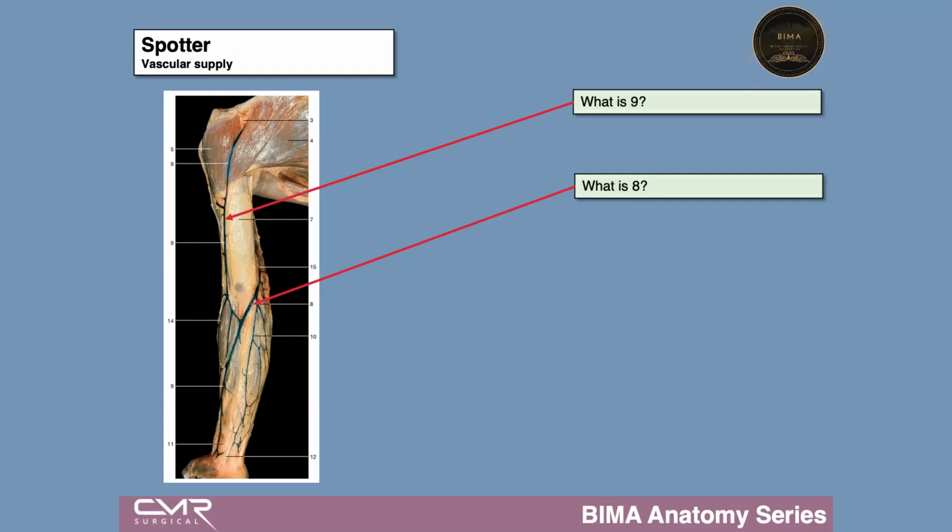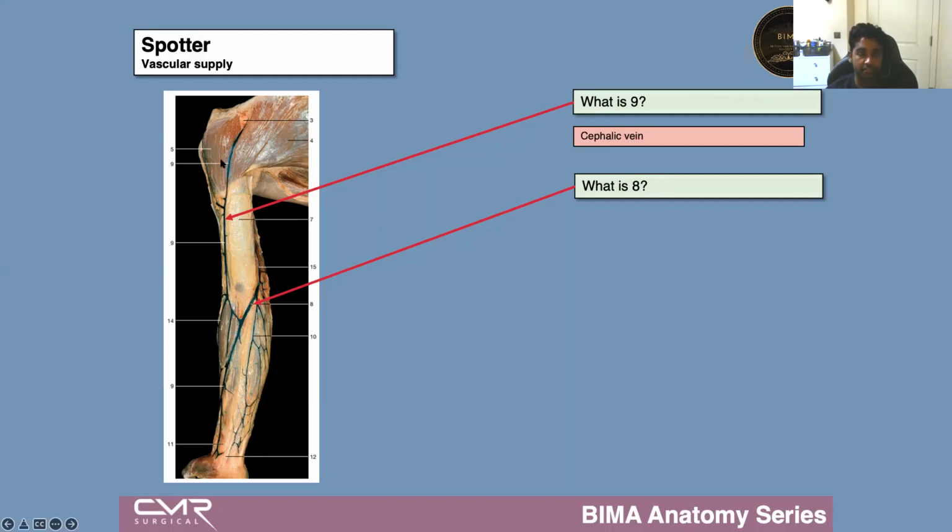Time up. Time up. Okay. So for 9, we can see that it's going to be the cephalic vein. The reason why we know it's the cephalic vein is because the cephalic vein is on the top, and cephalic is referring to anything to do with the head or neck, which is towards the top of the body. So that's how I remember cephalic vein, whereas basilic vein is the bottom part of the arm. So that's how I know that's the cephalic vein.